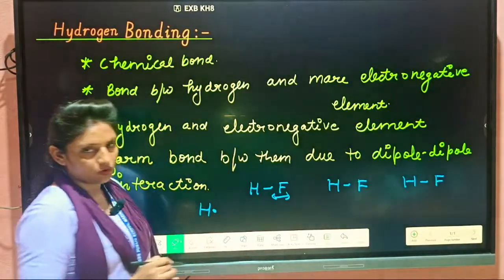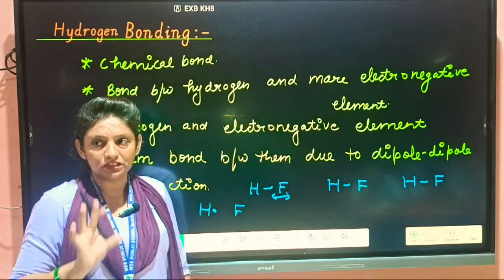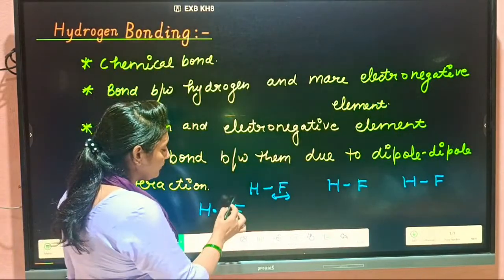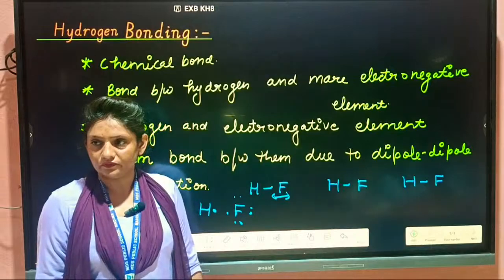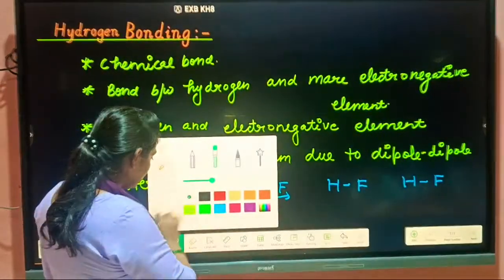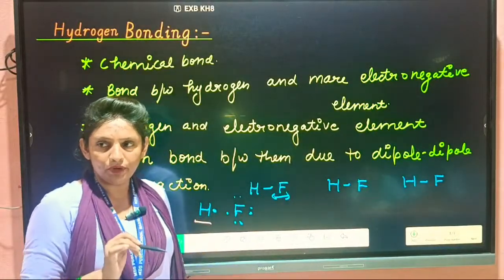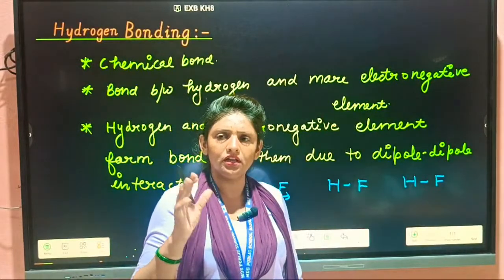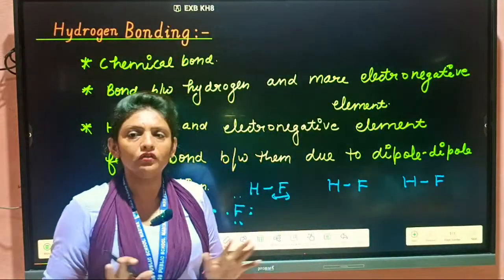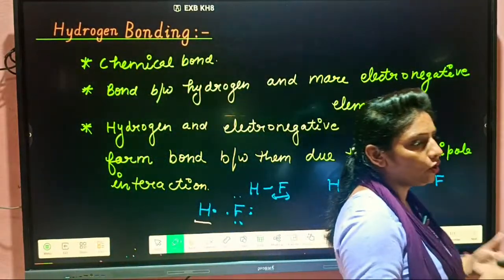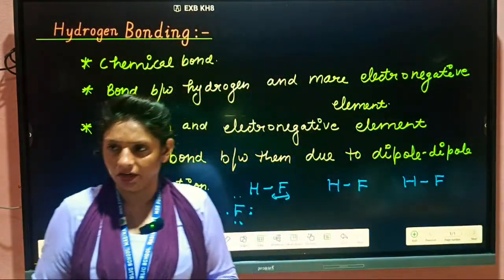hydrogen has one electron in its outermost shell, and fluorine, because it is an element of group number 17, has 7 valence electrons in its outermost shell. So this hydrogen needs one more electron for completing its duplet, and fluorine also needs one more electron for completing its octet, meaning for getting stability. Both of them need one electron.